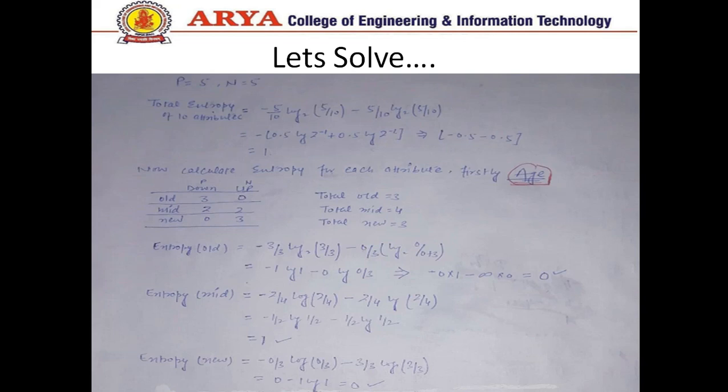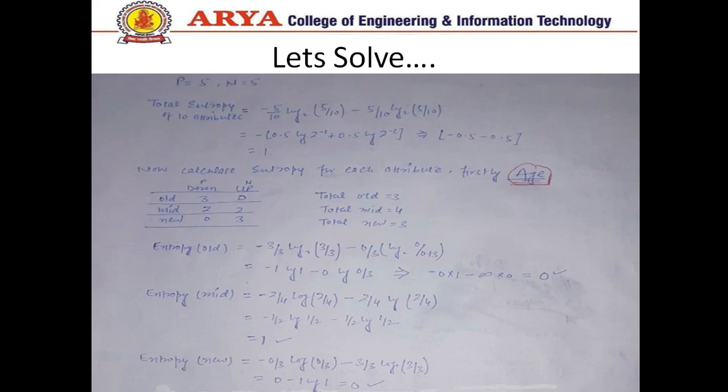So first of all we need to find total entropy of all the attributes. We apply the formula minus P by P plus N log base 2 P by P plus N minus N by P plus N log base 2 N by P plus N. So here minus 5 by 10 log base 2 5 by 10 minus 5 by 10 log base 2 5 by 10. After solving we get the value 1. So this is the overall entropy for the given data set, that is 10 elements.